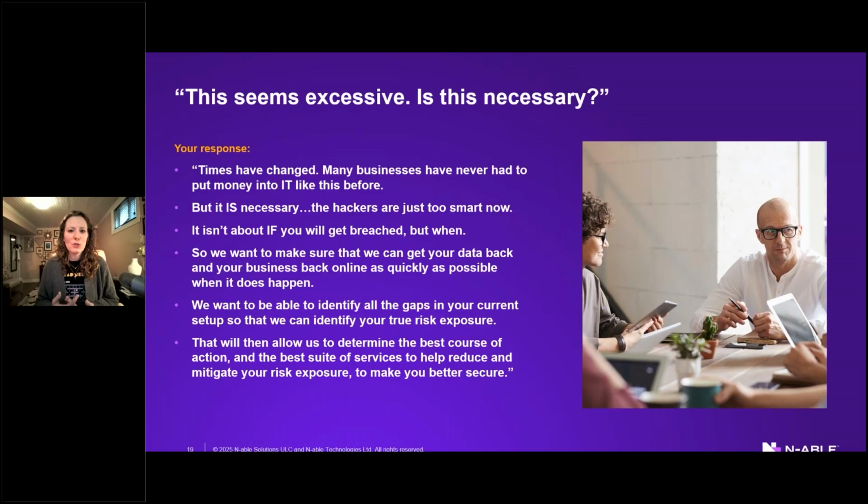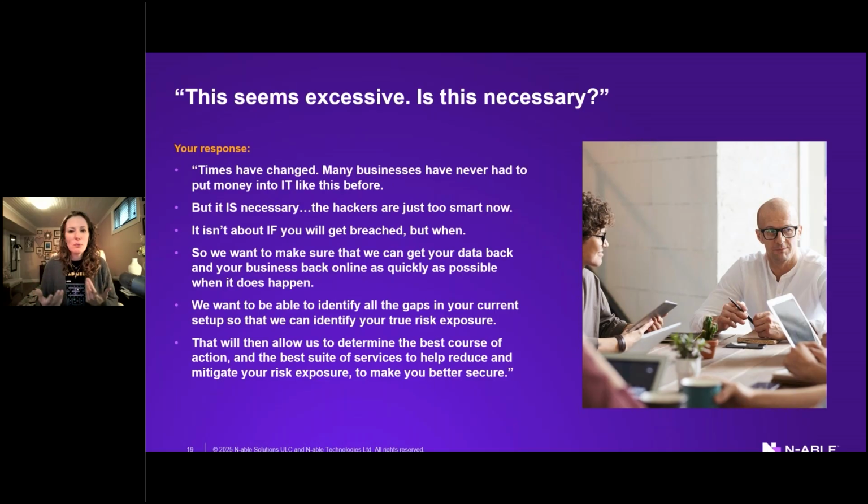And so we want to make sure that we can get your data back, that we can get your business back online as quickly as possible when that happens. And so we want to be able to identify all of the holes and all of the gaps in your current network setup so that we can identify your true risk exposure. And then that will allow us to determine what the best course of action is going to be and what the best suite of services are going to be to help reduce and mitigate your risk exposure. That's going to make your employees and your organization better protected and secure. And so that's why all of this is necessary, because we can't protect what we don't know about. And so we do need to be thorough.